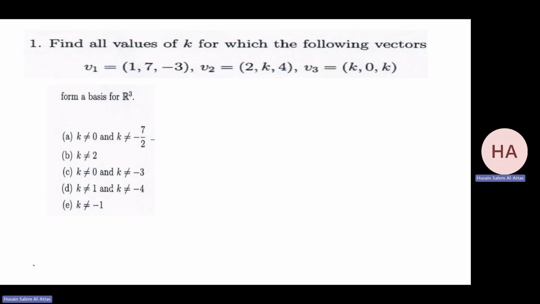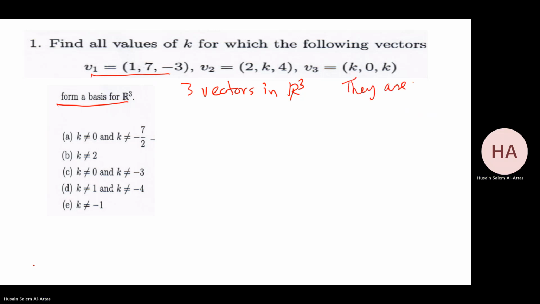Find out for what values of k the following vectors, they have 3 vectors in R3, form a basis. To form a basis, it means they are linearly independent. Since they form a basis, so I have V1, so I need the determinant of V1, V2, V3 not equal to 0. So I plug it here: 1, 7, minus 3, 2, k, 4, k, 0, k.